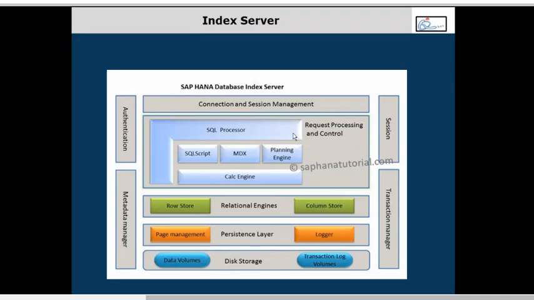But actually, you'll have all those engines in this request processing, which actually process. Next, you'll have what? Relational engines. So HANA will have row store and column store, right? So we have a separate engine to process your row store database. We have a separate engine to process your column store database.